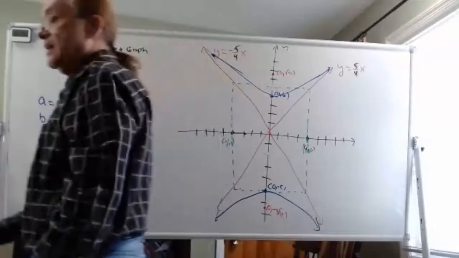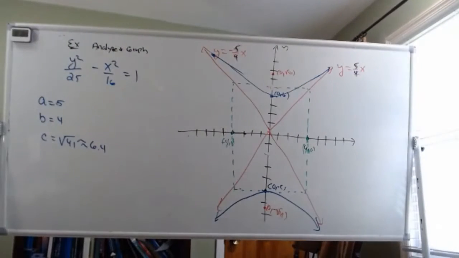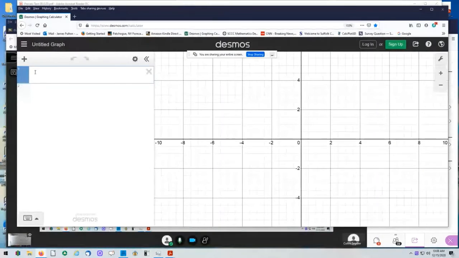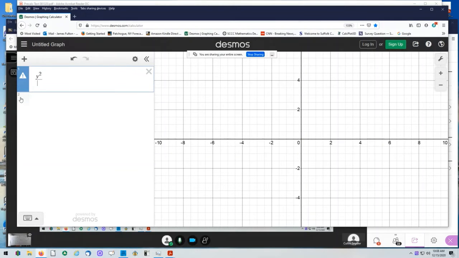And let's take a look at that, and then it will come up on our Desmos. Over here, you can take your y squared and divide it by 25 minus x squared divided by 16 is equal to 1.